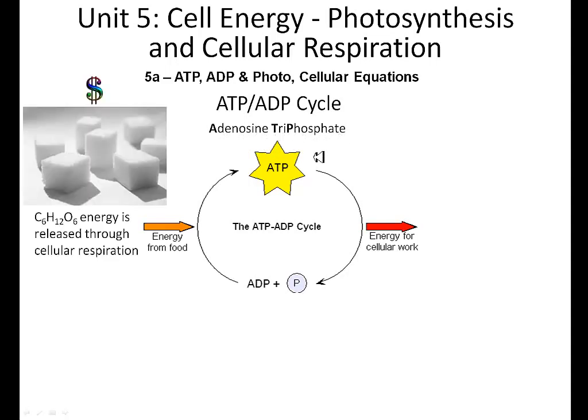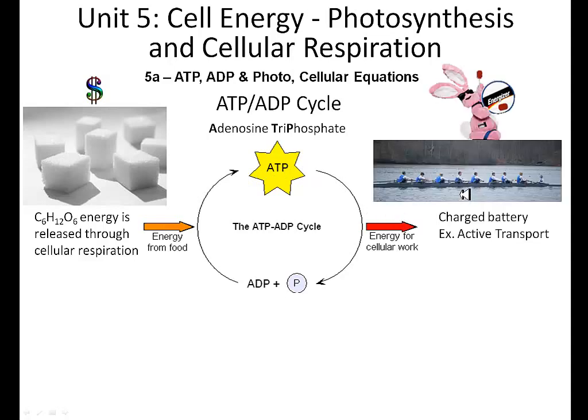And you can think of adenosine triphosphate as actually being powered by glucose, C6H12O6. This is the energy that's going to be released in cellular respiration, and it's sort of the currency for all things. And that gets pushed over to here, and that allows us to do work. It's like a charged battery, the Energizer bunny.